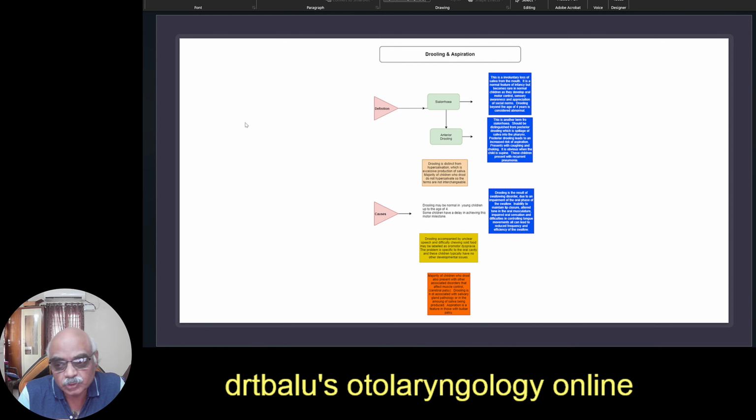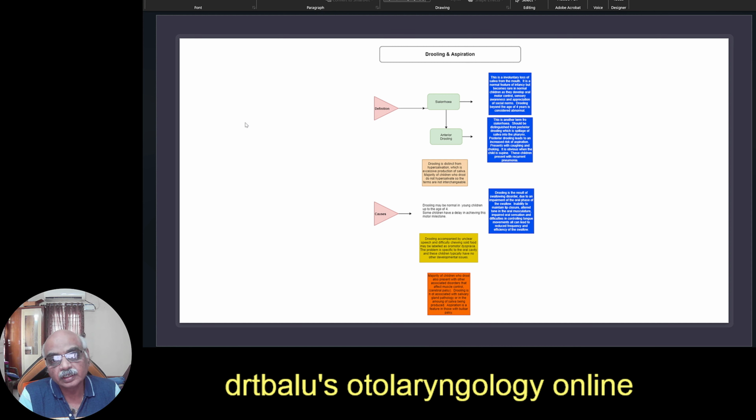And I should also wish to point out that drooling is a little bit different from sialorrhea. Sialorrhea is increased secretion of salivary fluids. This can be caused due to so many conditions, but sialorrhea is a different entity from drooling. Drooling per se can be divided into anterior drooling and posterior drooling.